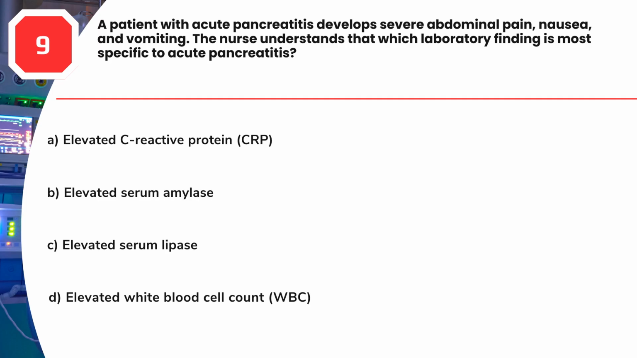Question 9. A patient with acute pancreatitis develops severe abdominal pain, nausea, and vomiting. The nurse understands that which laboratory finding is most specific to acute pancreatitis? A. Elevated C-reactive protein, CRP. B. Elevated serum amylase. C. Elevated serum lipase. D. Elevated white blood cell count, WBC.